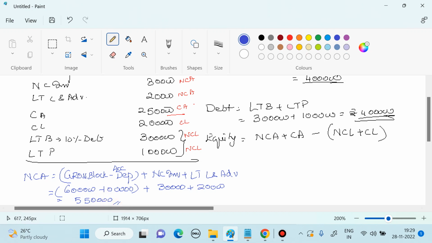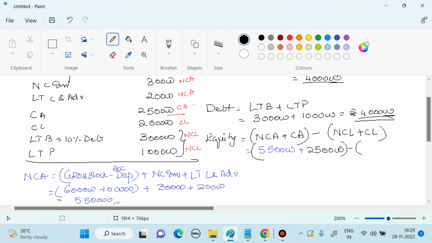5,50,000 is the non-current asset we got. Now for current asset, directly given, we can write that 2,50,000. From this, we are supposed to subtract non-current liability, which is a total of this.